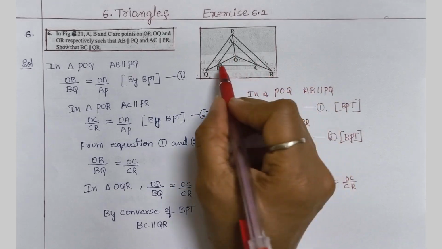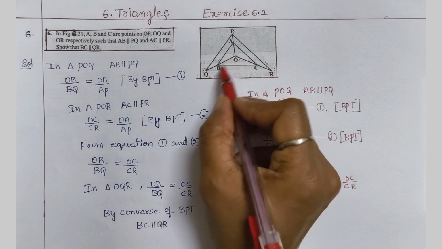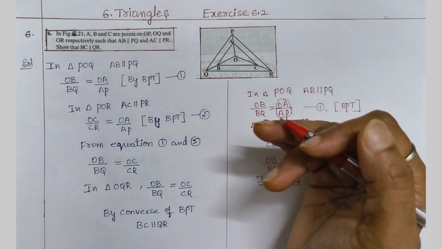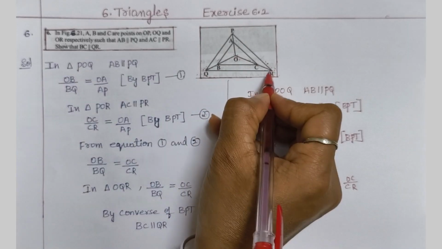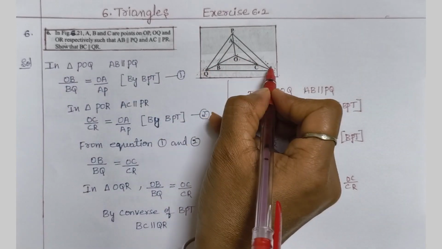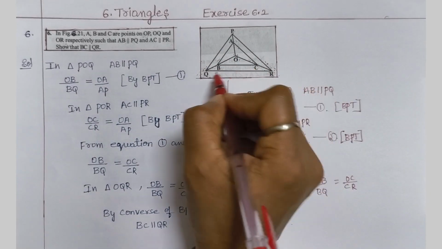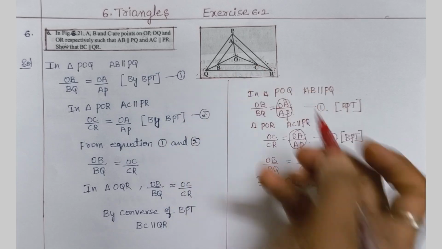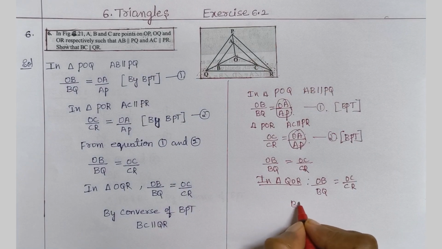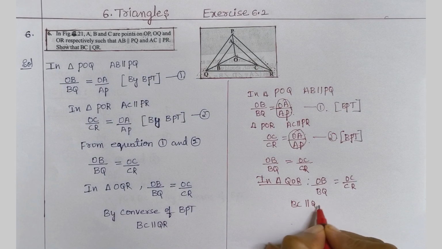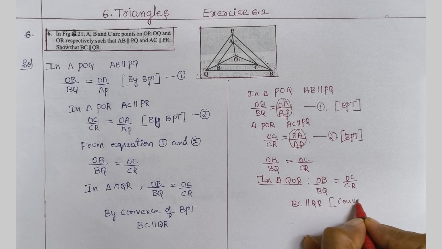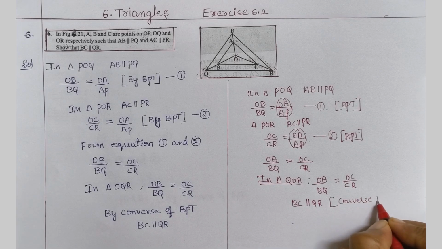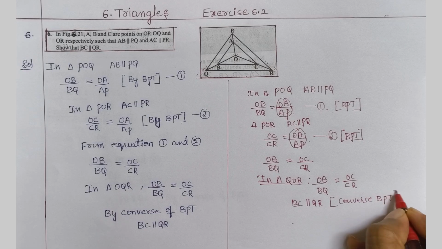So this answer came means, these two sides are proportional, so automatically the third side is parallel. What is the third side? So BC parallel to QR. What is the reason? Converse of BPT. You can write here converse of BPT. Finish the answer.